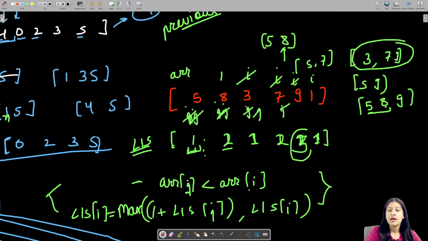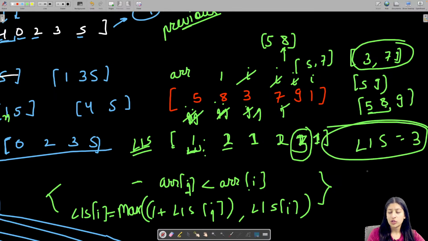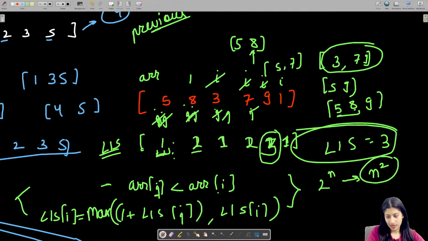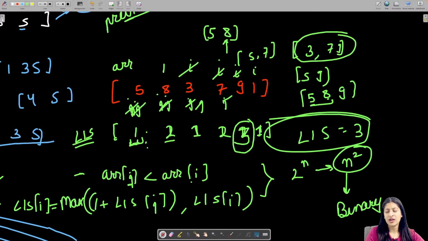So you will see that 3 is the length of the longest increasing subsequence, right? So that is all about it. We have reduced the time complexity from big O of 2 to the power n to typically big O of n square. For every iteration I am moving till the I minus 1th index, so all in all it will be big O of n square. It can also be further optimized using binary search, which brings the time complexity to n log n, I guess. I'll have to check exactly what it is, but it will be less than big O of n square.